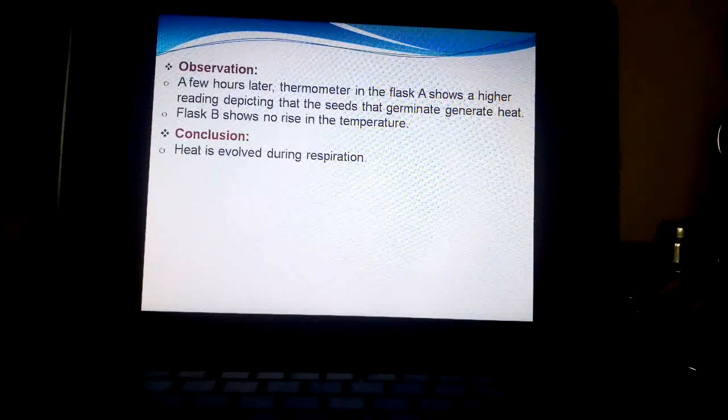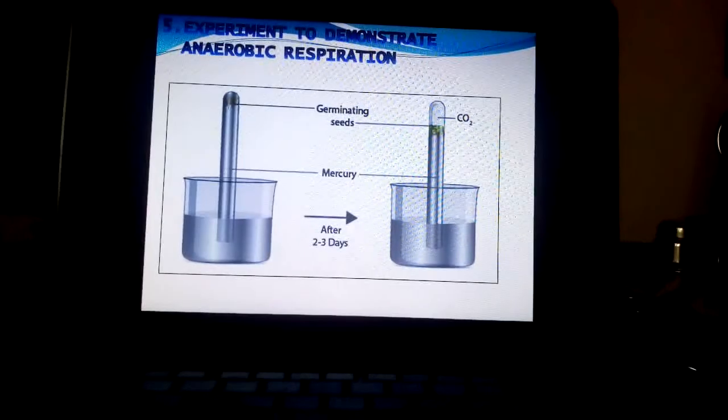So a thermos flask is used. Why? Because a thermos flask will not allow the outside heat to come inside or the inner heat to go outside. That is why we are using a thermos flask for this experiment. Is that clear? Now we are going to the fifth experiment.